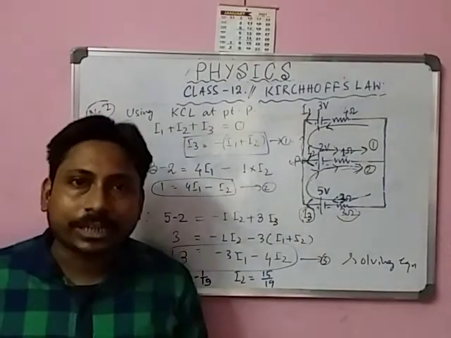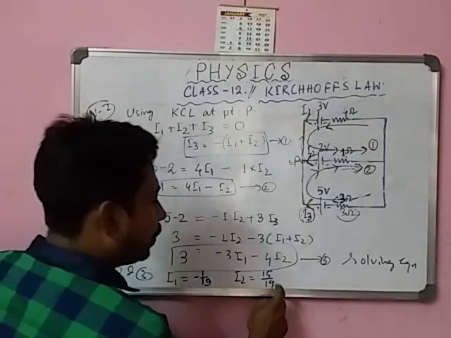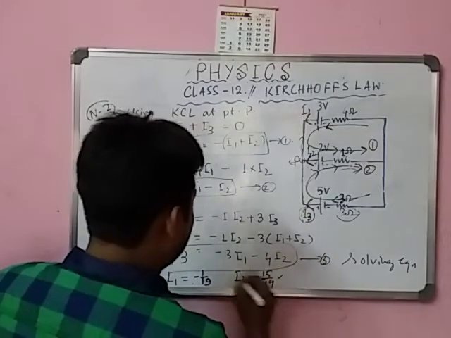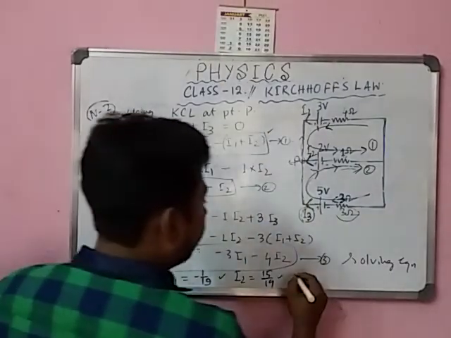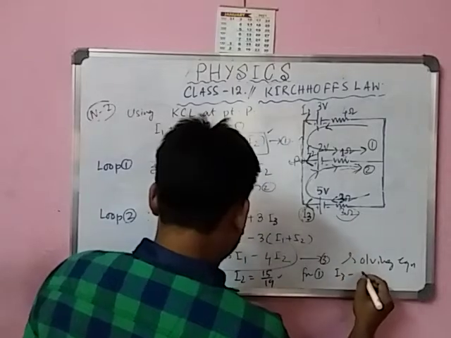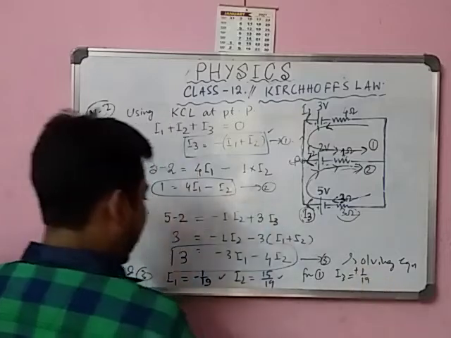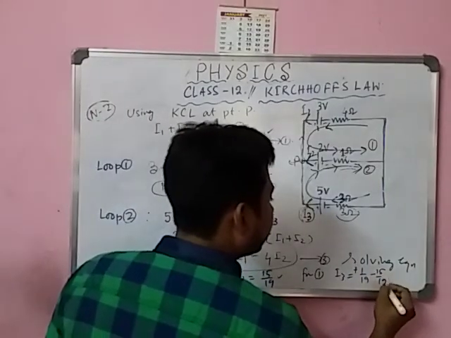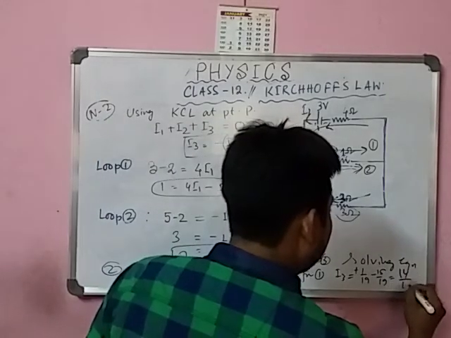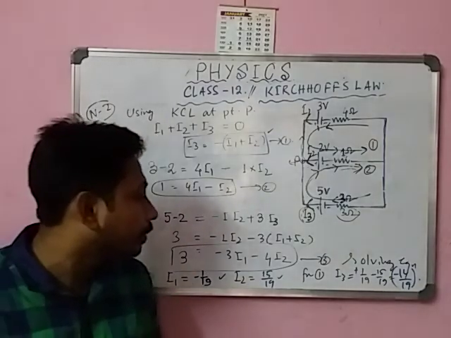So students, after solving, we will get I1 as 1 by 19, I2 as 15 by 19 with a minus sign, and by putting I1 and I2 in equation number 1 you will get I3 equal to minus of (1 by 19 minus 15 by 19), which means you will get 14 by 19, right? 14 by 19 with a minus sign. So this is I3. You can check the answer.